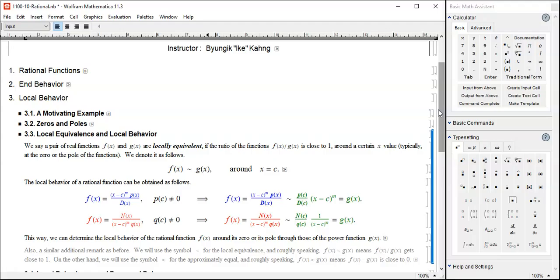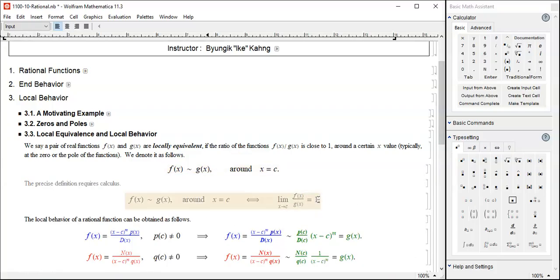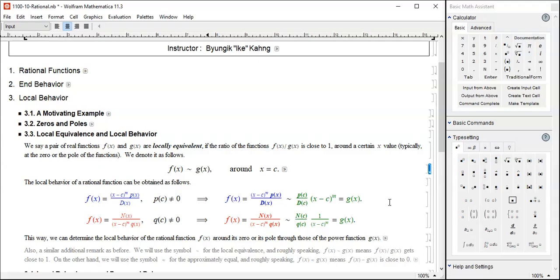Okay, here we go. We say a pair of real functions, f and g, are locally equivalent if the ratio between the two is close to 1 around x equal to c. Now, if the ratio is precisely equal to 1, then f of x and g of x are the same. But if they're not precisely equal to 1 but close to 1, then they're going to be kind of similar but not exactly the same. And that's what this local equivalence is all about. Precise definition will require calculus, so we're not going to go there. Instead, let's talk about how to use it.